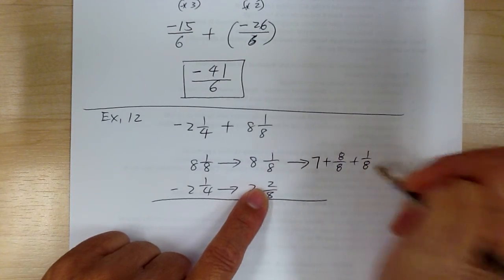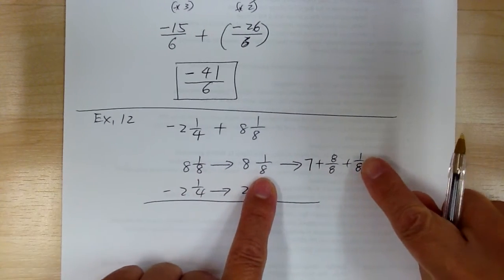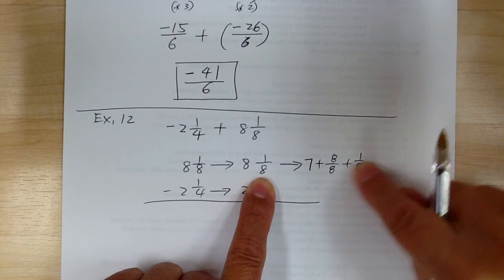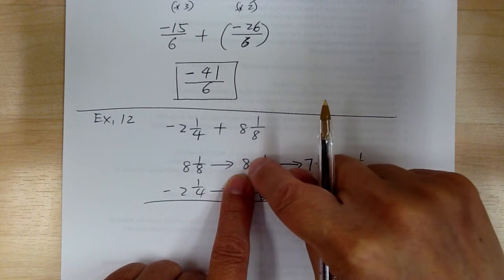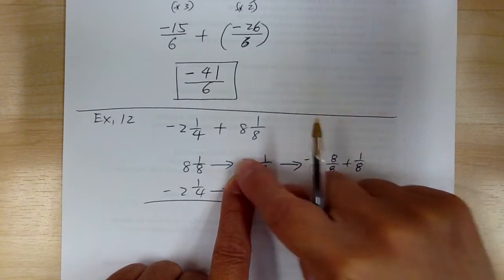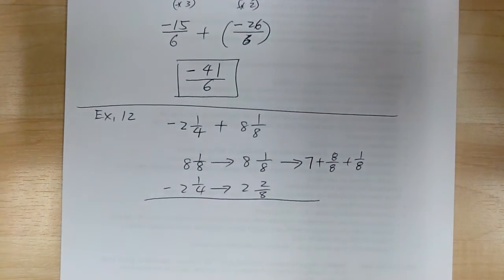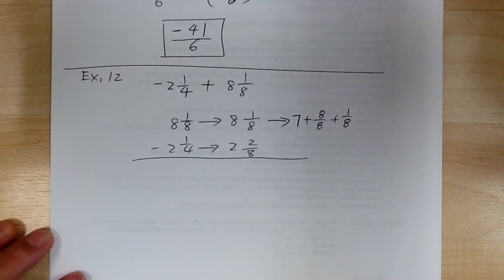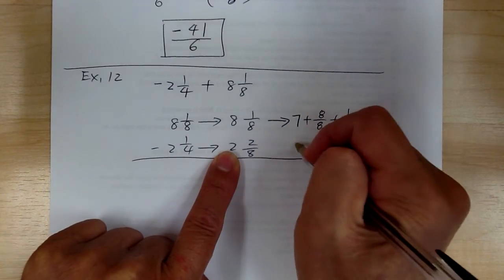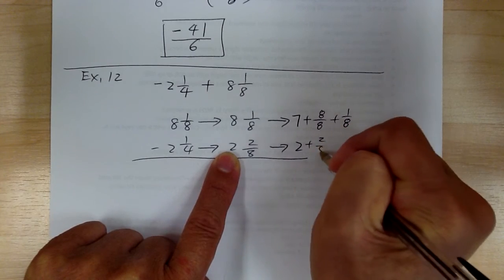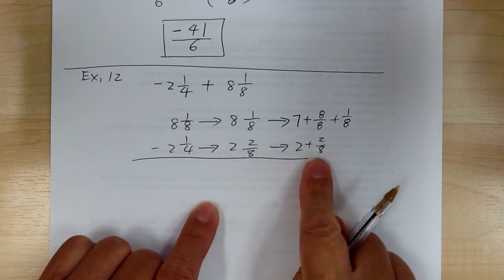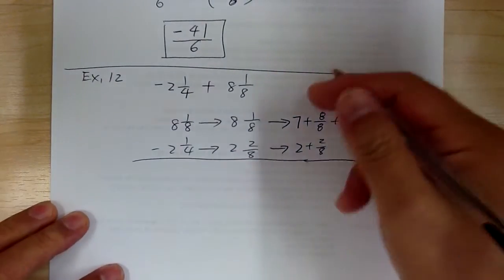Okay. So again, this 8 is right over here, and the 7, right? The 7 came from here. So you borrow 1 from the 8, so it becomes 7, and the 1 that you borrow becomes 8/8. Okay, you guys following so far? And the 2 would be over here, and 2/8. So that's what a mixed number means. Okay. So now you're ready to subtract.